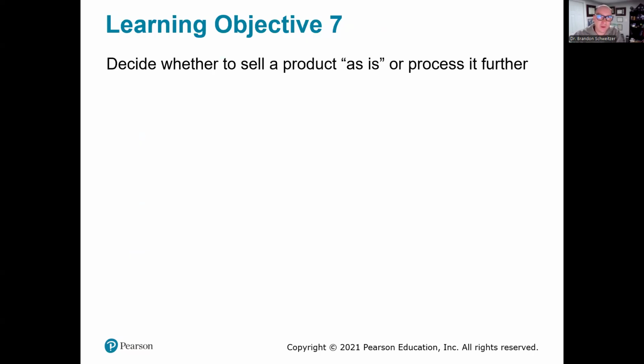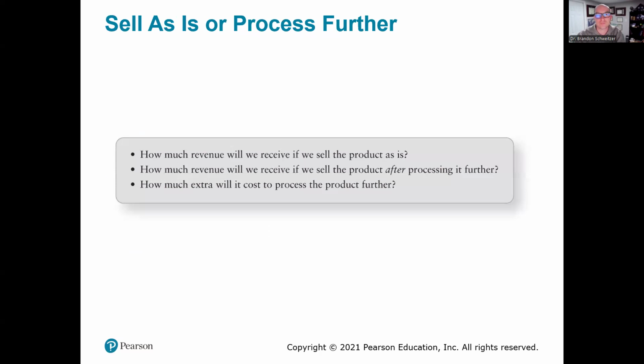The next decision is whether to sell the product as it is or produce it further. The example I gave with this is oil. I can sell the crude oil as it is in a barrel, or I can process it further into gasoline, kerosene, or some other heating source. The questions we have to ask: how much revenue will be received if we sell it as it is? How much revenue will be received if we process it further? How much extra will it cost to process it further? Those are the key questions to ask.